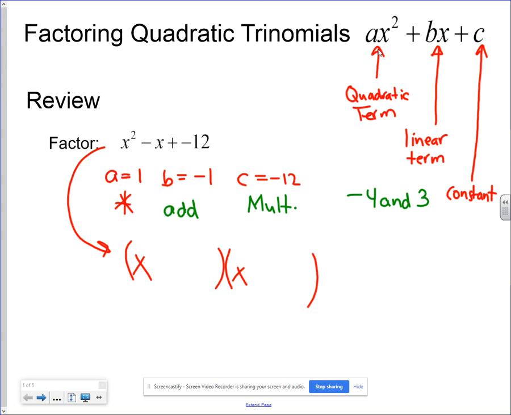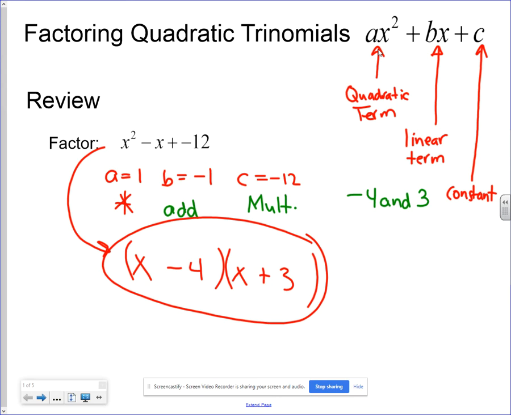So this expression factors to the expression x minus 4 times the quantity x plus 3. And you're done. Nice and easy to do. And it's easy again because we have a leading coefficient of 1. Today we're going to look at quadratic trinomials that don't have a leading coefficient of 1. How do we factor those?